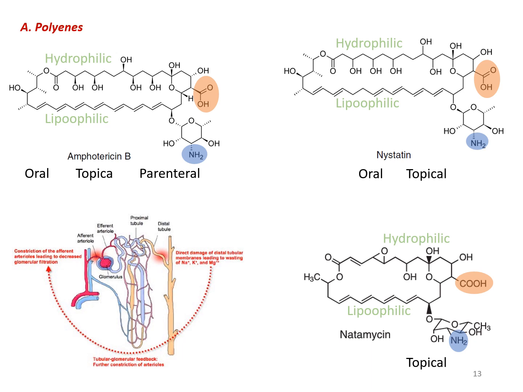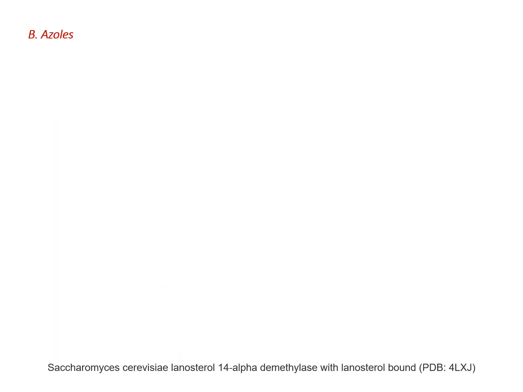The main side effect of amphotericin B is nephrotoxicity, because infusions of amphotericin B result in constriction of the efferent arterioles, leading to a drop in renal blood flow and glomerular filtration rate. Amphotericin B is also directly toxic to cellular membranes of the distal tubules, resulting in wasting of sodium, potassium, and magnesium. The most commonly used antifungals are azoles.